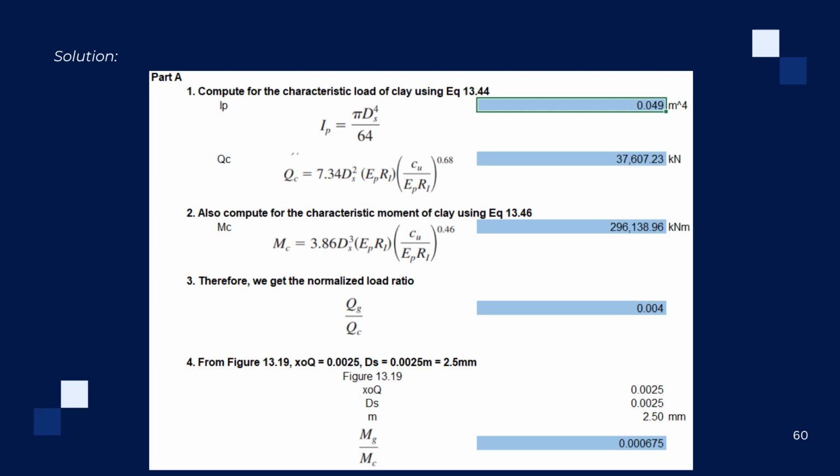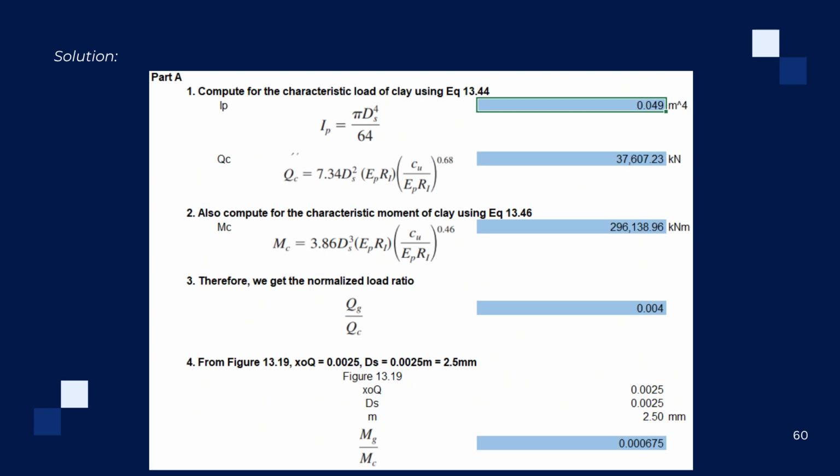Step 1. Compute the characteristic load for clay. QC is equal to 7.34 DS squared times, open parenthesis, EP times RI, close parenthesis, times, open parenthesis, CU over EP times RI, close parenthesis, to the power of 0.68.